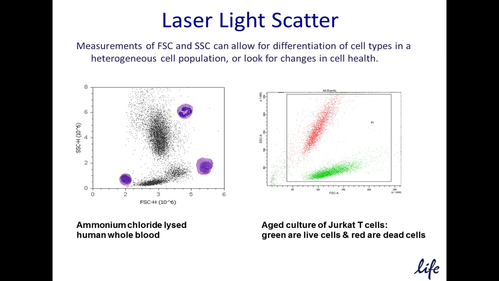Forward and side scatter measurements can be combined in a dual parameter plot, such as these, to allow differentiation of cell types in a mixed cell population without any fluorescence. This is just scattered light.